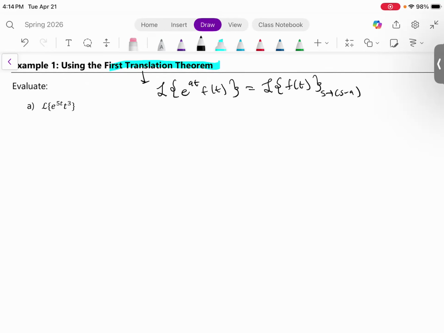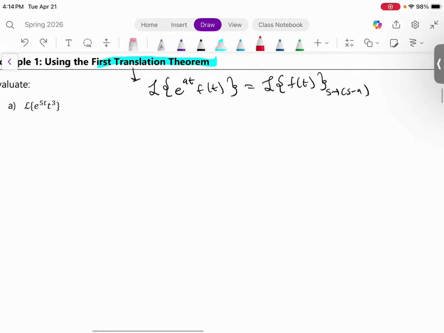So this helps us out with a Laplace transform of this caliber, because this would require integration by parts and it would be very long and tedious to do, but we can use the first translation theorem right now. So let's pick apart a couple of things. Here, 5 would be a, and then t cubed would be our function that we know how to Laplace transform, this f of t in our definition.